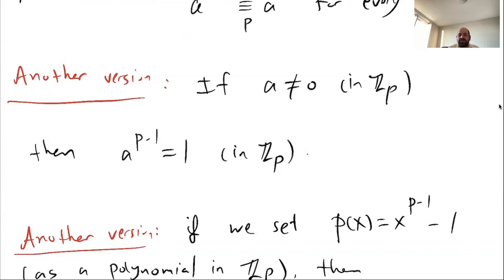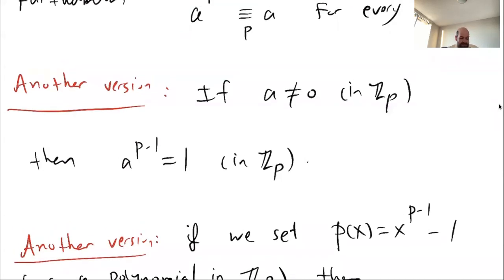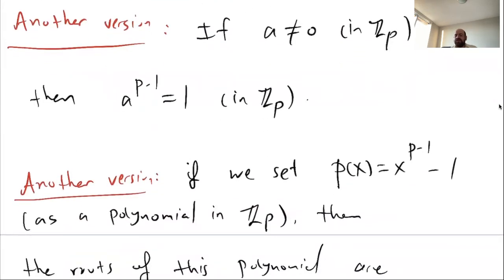Every number except 0. Because Fermat's theorem says that for every number A except 0, A to the power P minus 1 equals 1. But what is the meaning of A to the power P minus 1 equals 1? It means A to the power P minus 1 minus 1 equals 0, which means P of A equals 0.